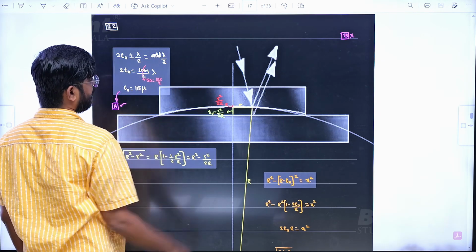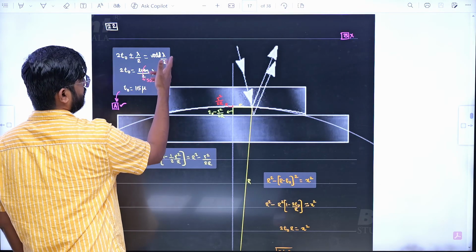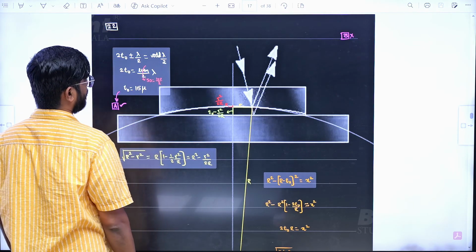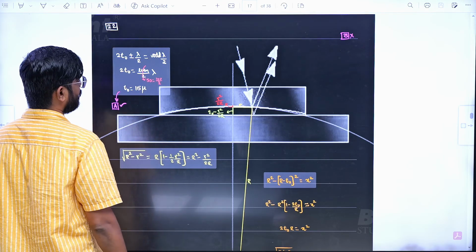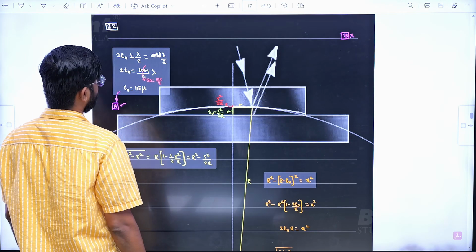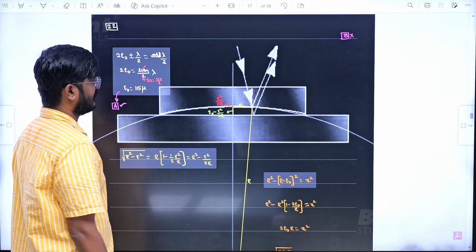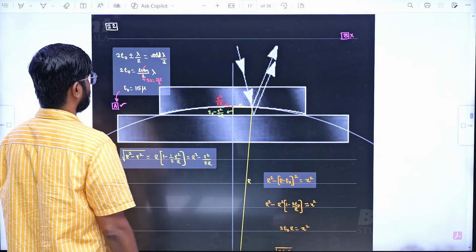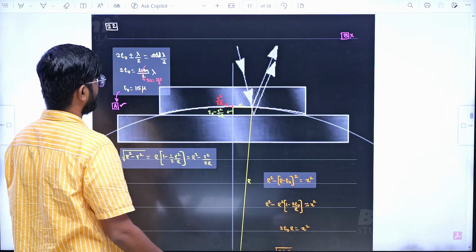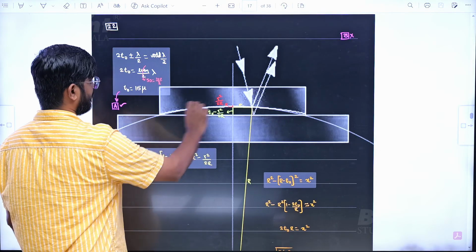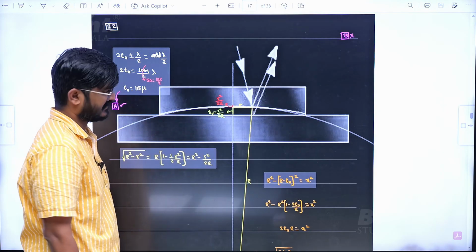Now they said it is dark, so the path difference should be equal to odd lambda by 2. So 2 t naught should be even lambda by 2, and they said it is the 50th one. So even lambda by 2 will be an integer, right? So that will be an integer and it should be 50. So from there you will get this thickness is 15 micro, which is option A.